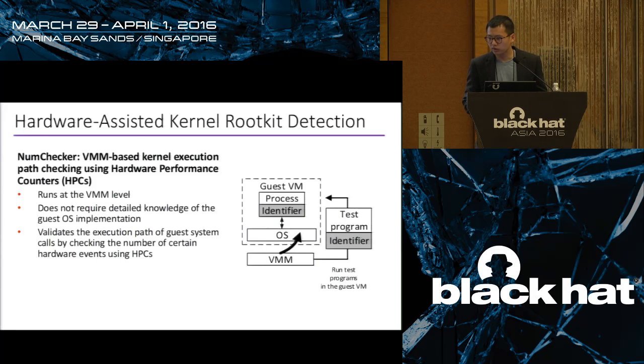So we propose NumChecker. It's also an architecture that runs at the VMM level, and it does not require detailed knowledge of the guest OS implementation. The way we achieve this without detailed knowledge of the guest OS implementation is to validate the software execution flow using hardware performance counters. So the high-level idea is that you observe the hardware behavior from the software flow. You're checking the hardware behavior when you execute certain software programs.